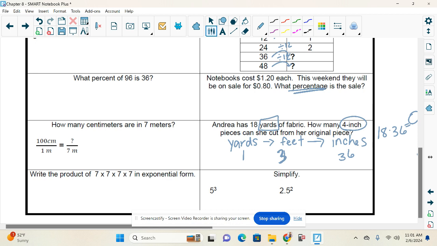Then the last one is to simplify 5 to the 3rd power and 2.5 squared, and I'm just going to punch those in the calculator and solve for those. And that's all we got.